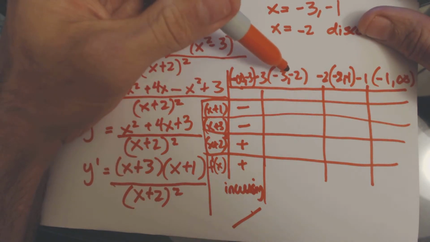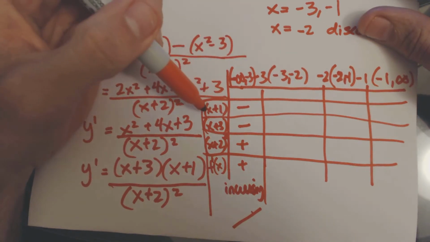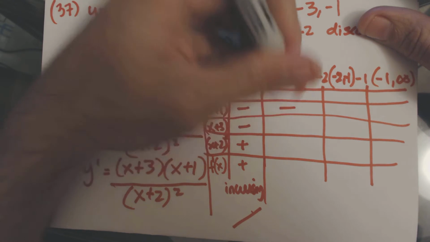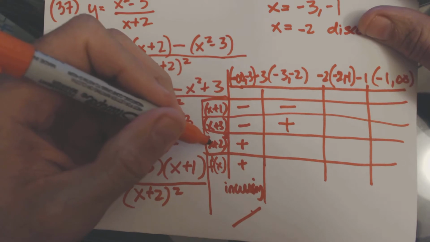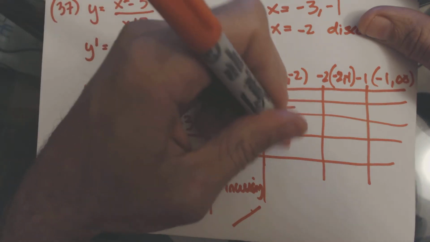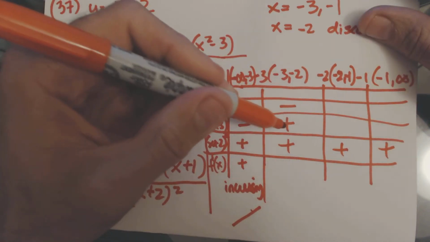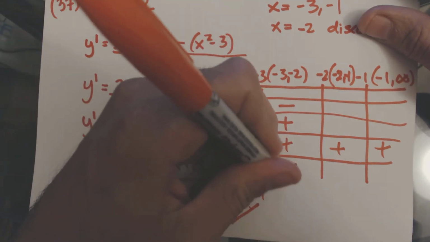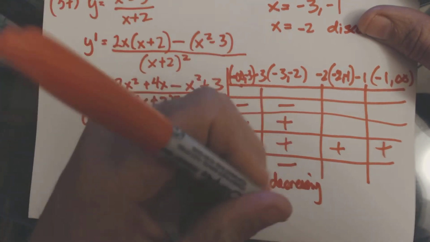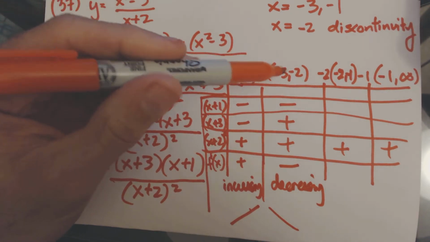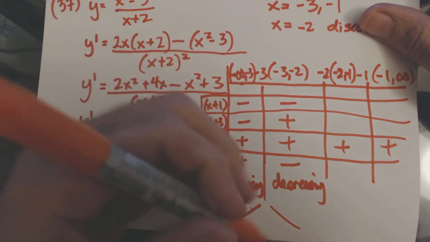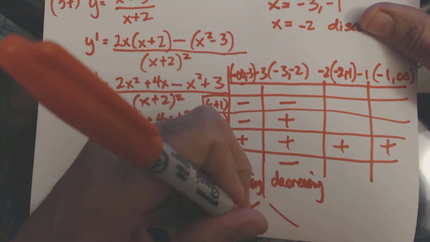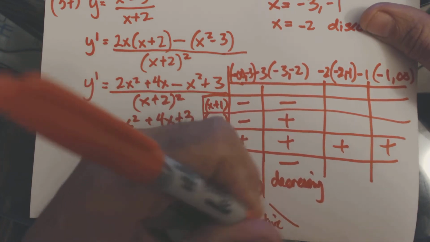Then we have the interval between negative 3 and negative 2, so let's put in negative 2.5. Negative 2.5 plus 1 is negative. Negative 2.5 plus 3 is positive. Obviously, the denominator is always going to be positive. So we have a negative times a positive, which gives us a negative. So the function is decreasing between negative 3 and negative 2. And because the function is increasing before negative 3 and decreasing after, negative 3 is a relative max.